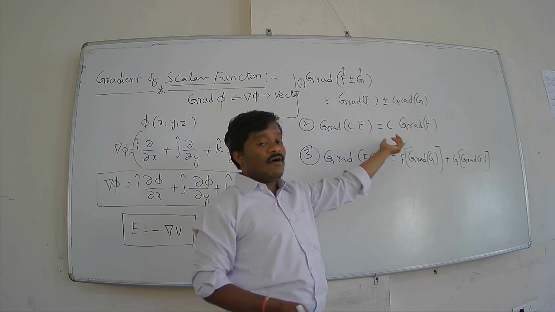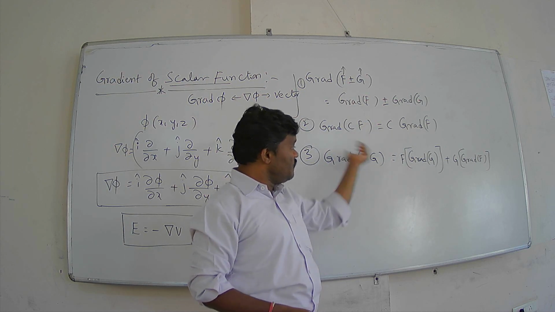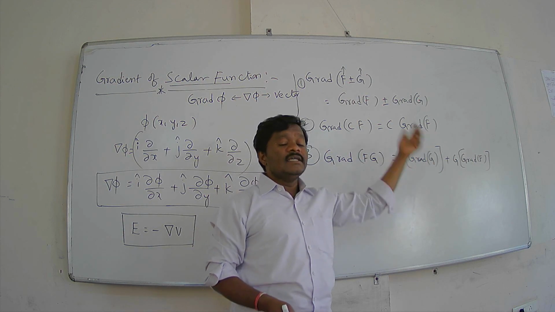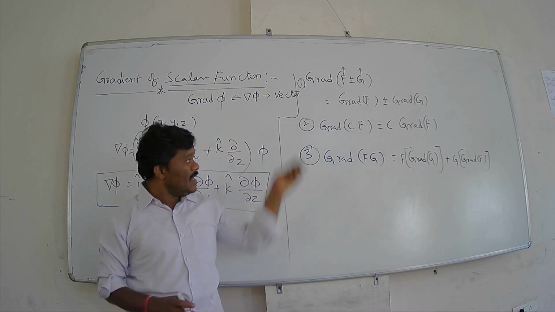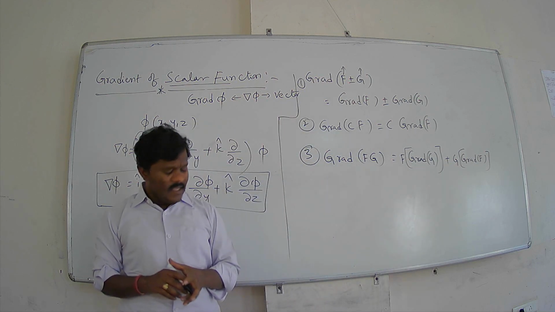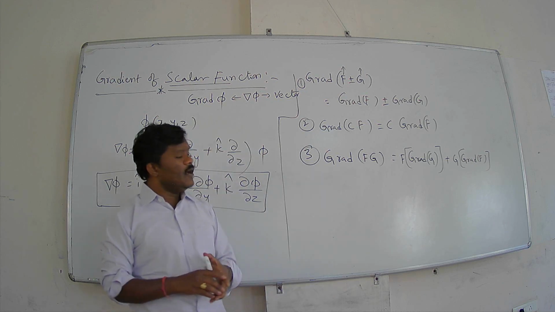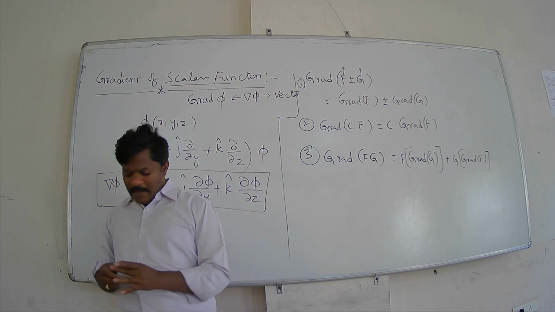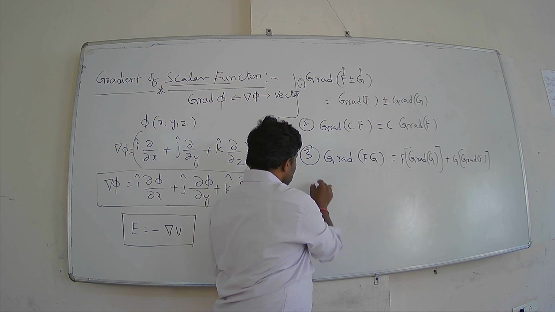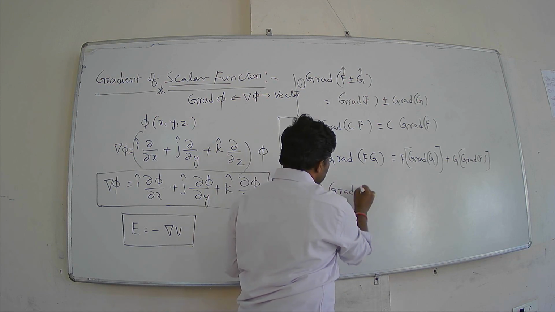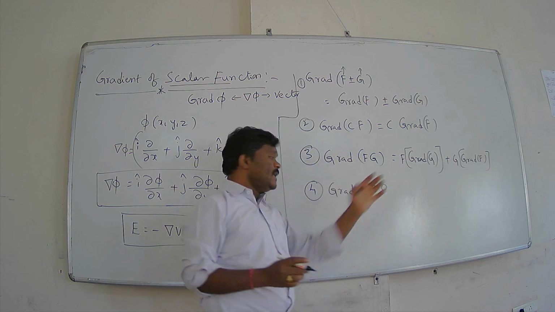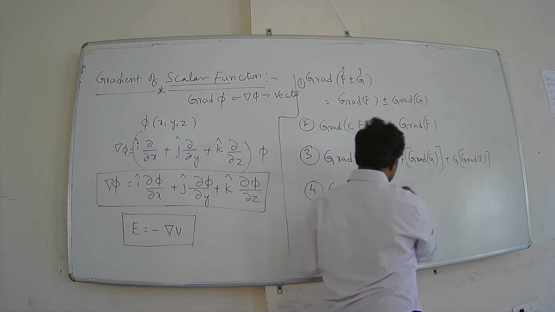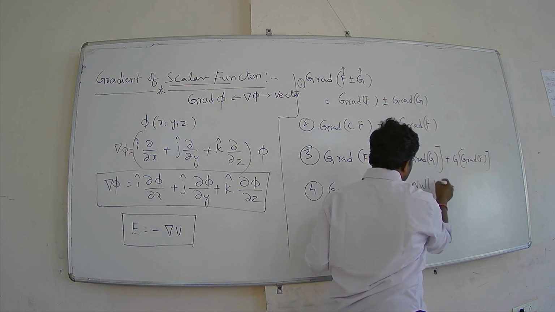Then the gradient of c f, where c is a constant, is c times grad f. The gradient of fg is f grad g plus g grad f. Like that you can have more. Then, for example, say the gradient of phi is 0. Suppose grad phi is 0, that means you can say this is the null vector.